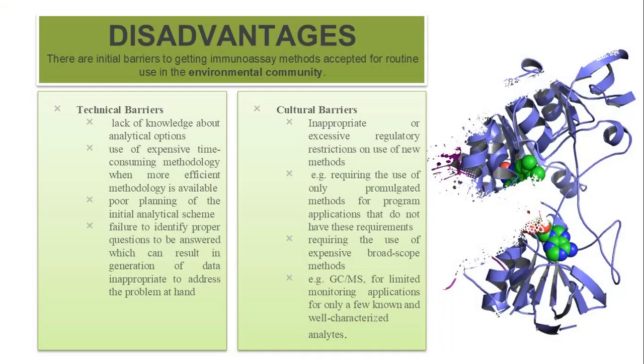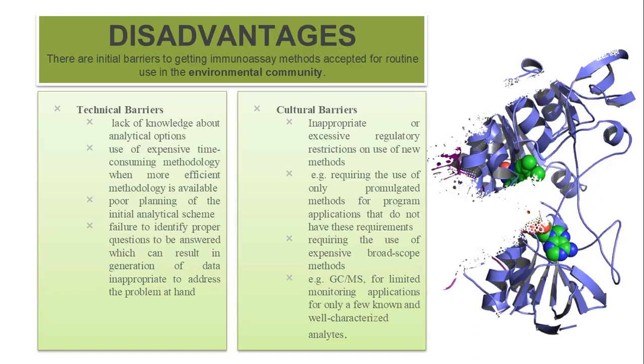Disadvantages of immunoassay technology. There are initial barriers to getting immunoassay methods accepted for routine use in the environmental community. Under the technical barriers, we have lack of knowledge about analytical options, use of expensive, time-consuming methodology when more efficient methodology is available, poor planning of the initial analytical scheme, and failure to identify proper questions to be answered, which can result in generation of data inappropriate to address the problem at hand.